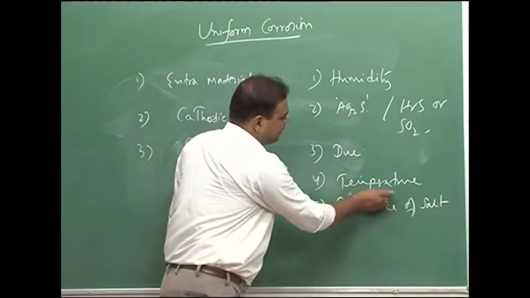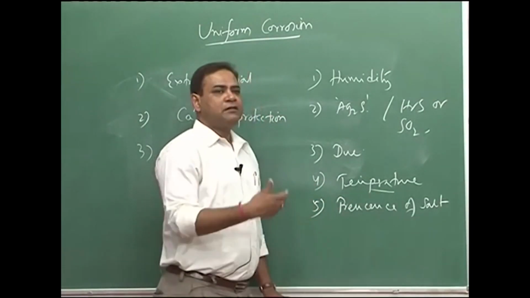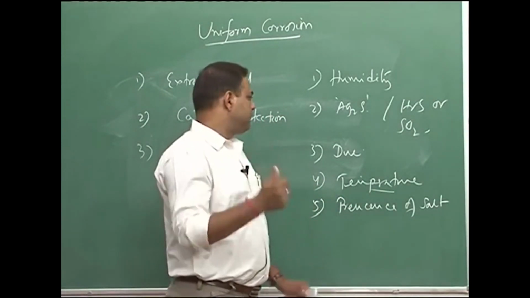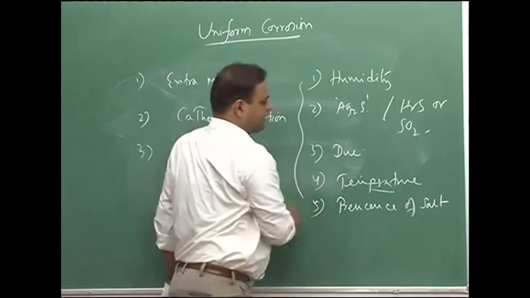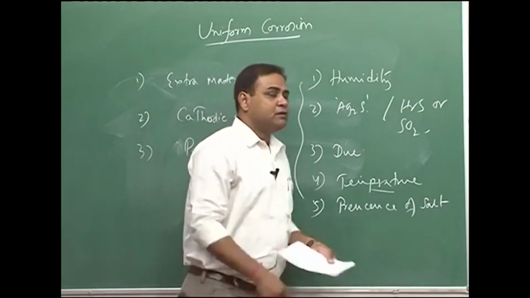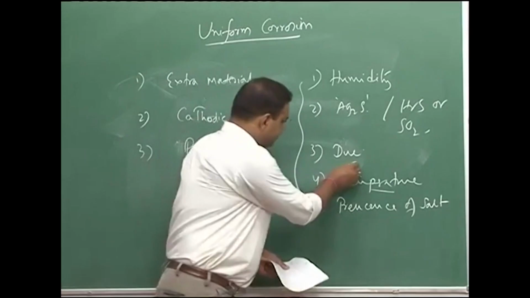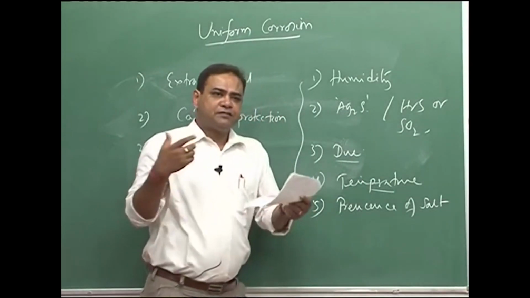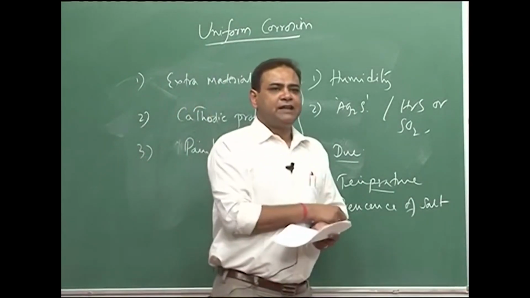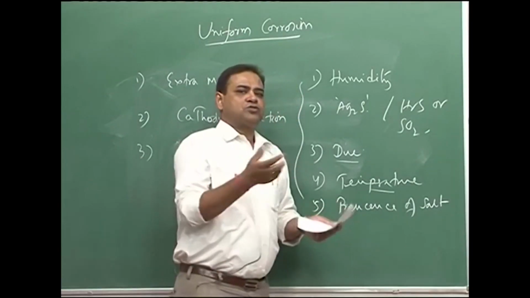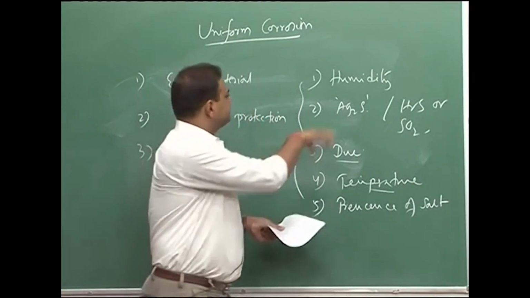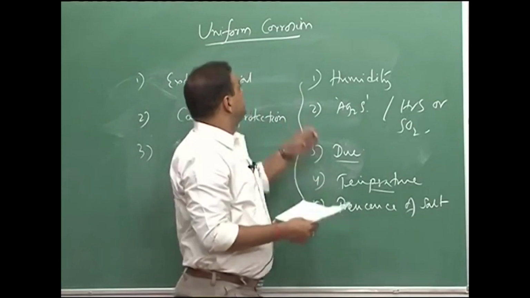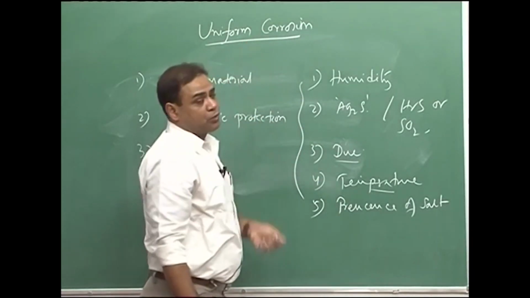Again, between a cold place and a hot place, the hot place, in the presence of all these other factors, could have extra corrosion. If there is no dew formation, if it is a dry place, then the corrosion rate would be less, or if it is a wet place, the corrosion rate would be more. So, these are the common factors which guide uniform corrosion.